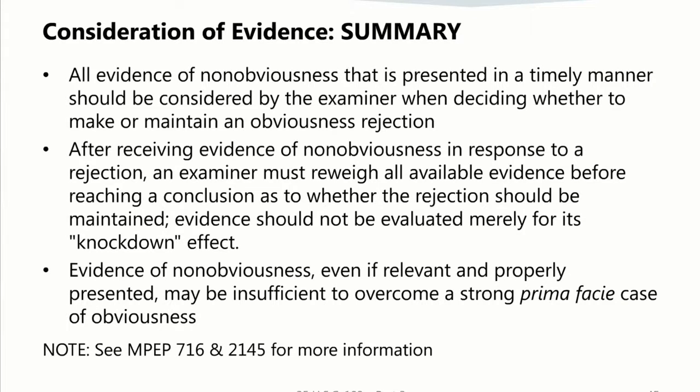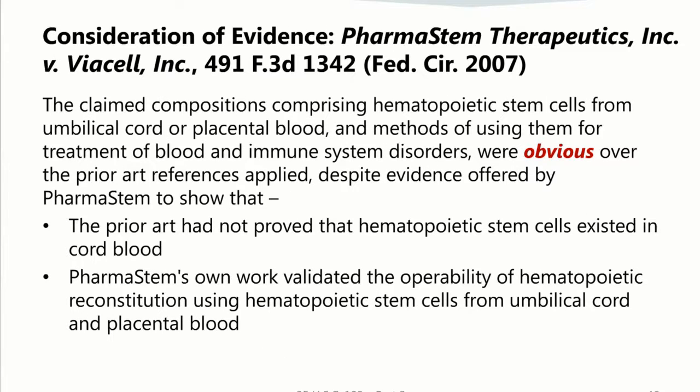The key point here is that the evidence should not merely be evaluated to the extent that it overcomes the rejection of record. Sometimes evidence of non-obviousness may not be enough to overcome a strong prima facie case of obviousness. We will look at two cases that exemplify the principle that when evidence has been presented to rebut an obviousness rejection, it should not be evaluated simply for its knockdown value. Rather, all the evidence should be reweighed.